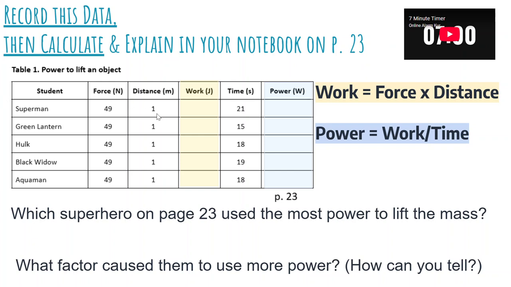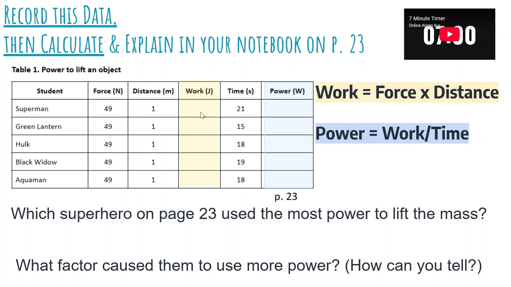Also, every single time they roll it up the dowel, they are rolling it up exactly 1 meter. So everybody has the same force and the same distance. So we're going to calculate the amount of work that's done. Remember, over here you can see work is force times distance. So we're just going to multiply these two numbers together.